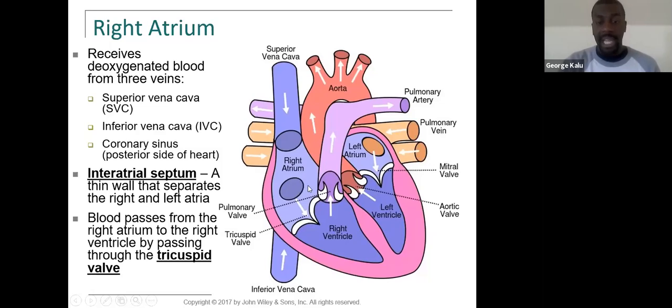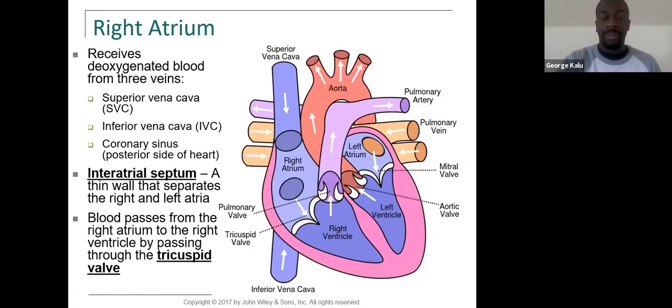Okay. In between the right atrium and the left atrium, there's going to be a very, very thin wall that separates the two called the interatrial septum. Okay. Now, in order for blood to move from the right atrium into the right ventricle, it has to pass through a valve called the tricuspid valve. Okay. So the tricuspid valve is going to be on the right side, okay, in between the right atrium and the right ventricle.